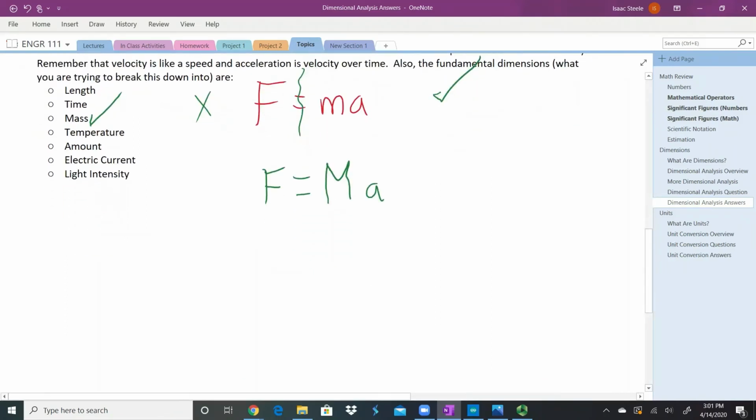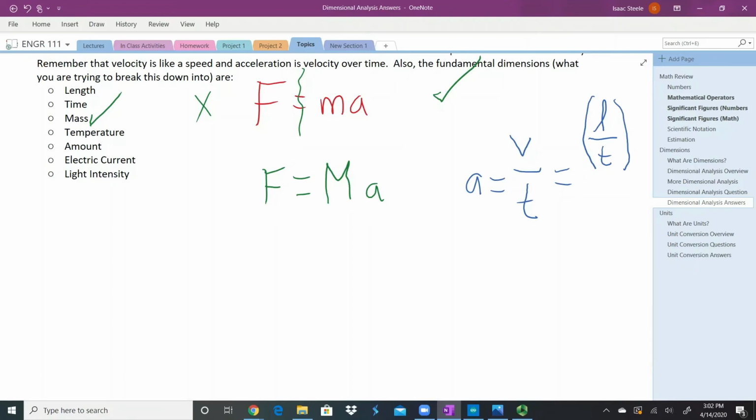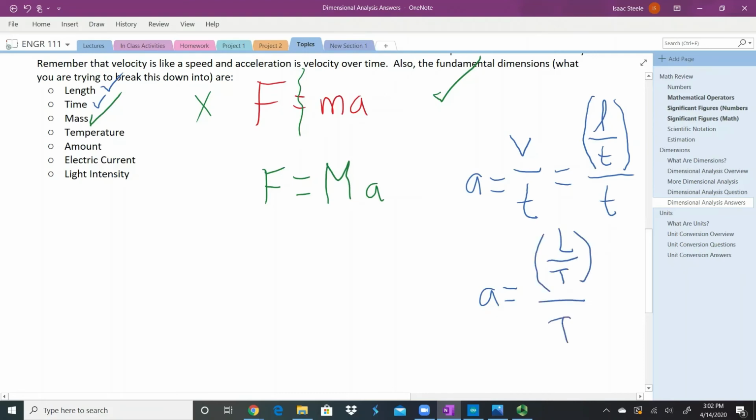Now we're going to break apart acceleration. Well, an acceleration is a velocity over time, or a change in velocity over time. And a velocity is a length, L over T, a length over time. And so I could substitute that in, and I could say, well, if acceleration is a velocity over time, that means an acceleration is a length over time over time. Well, I know what a length is. I know what a time is. And if I look over here, I have a length and I have a time. And so at this point, I could say my acceleration equals a length over time over time.